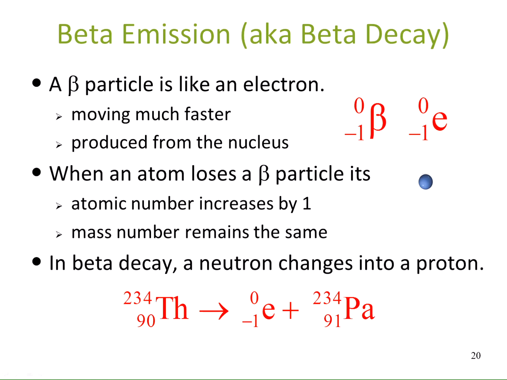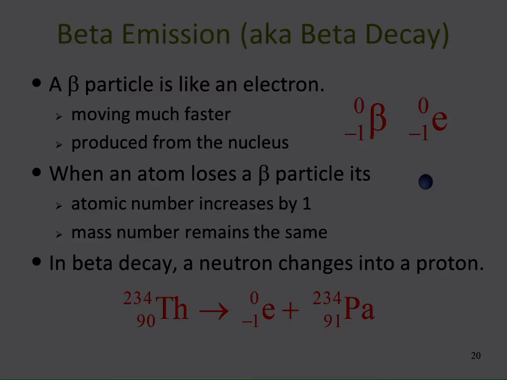So if we're undergoing beta decay, one of those neutrons is becoming a proton. So the mass number stays the same. We go from 234 to 234, so 234 plus 0 still equals 234. But that electron that's ejected from the nucleus, so minus 1 plus 91 equals 90. So the number of protons has increased by 1, since one of those neutrons became a proton.